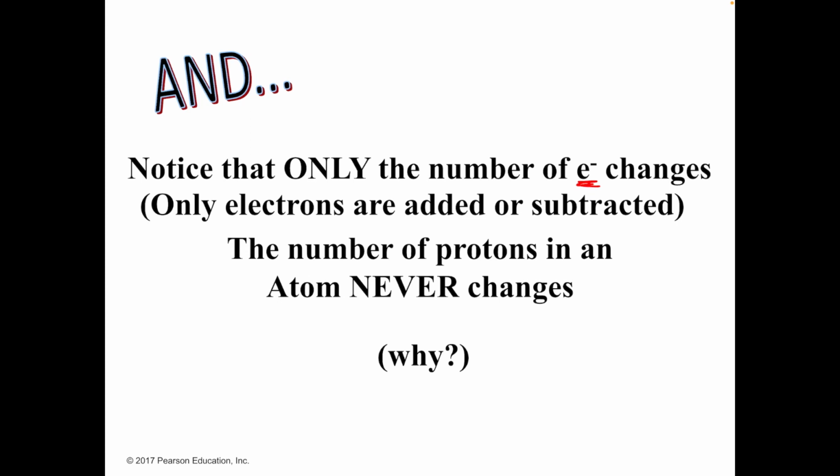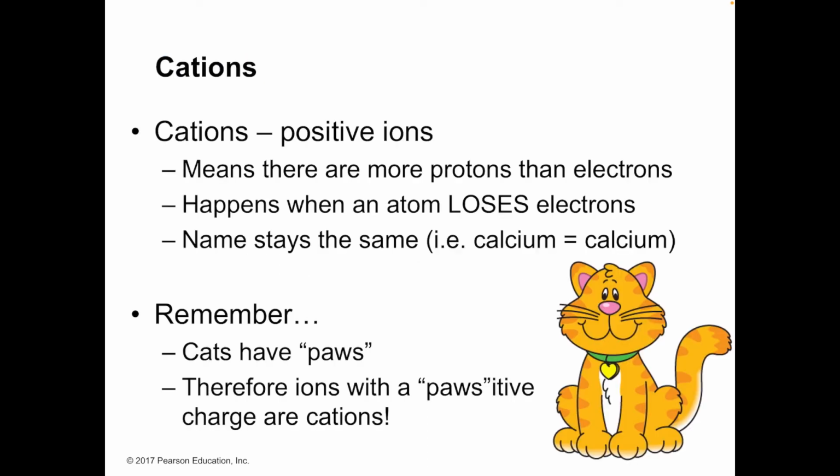So we can only change the number of electrons when we are forming these bonds. So we have 2 different types of ions, right? Ions are charged particles, but we have different names for the positive ions and the negative ions. So cations are positive ions. This is pronounced cations, like a kitty cat, right? So don't say cations, and they are positively charged ions.